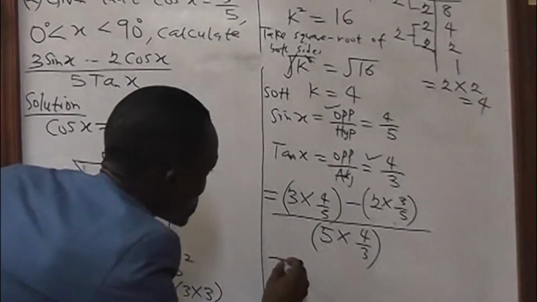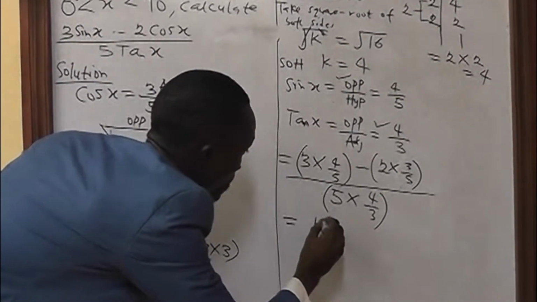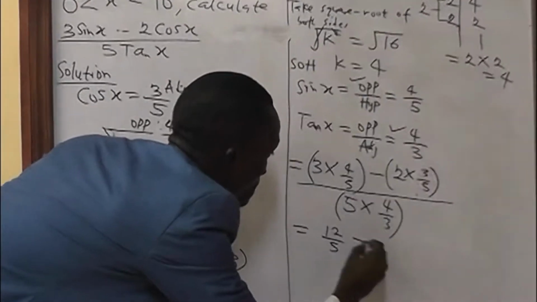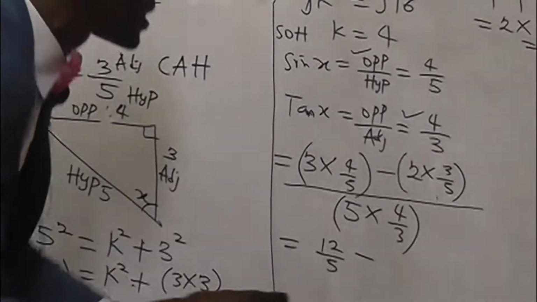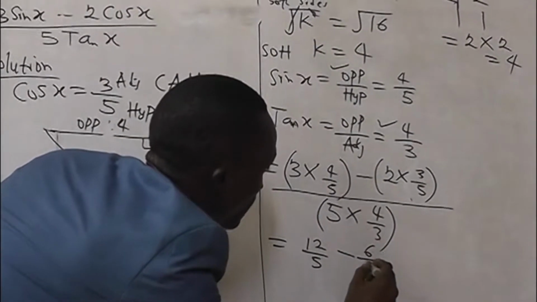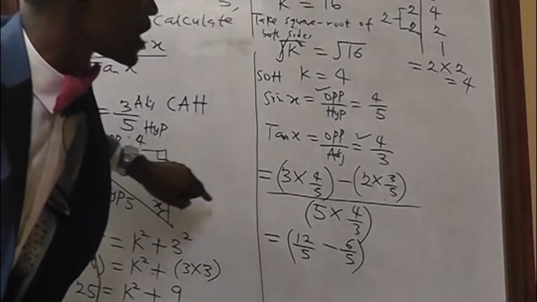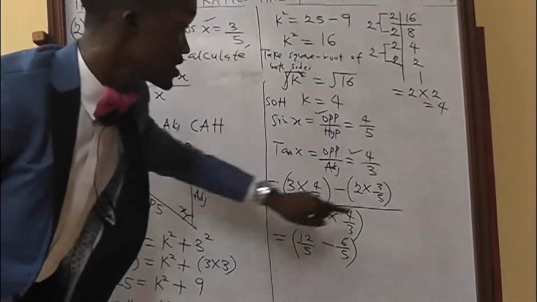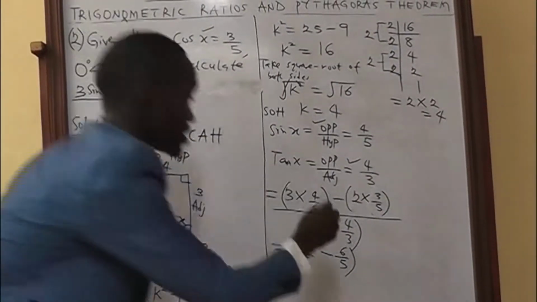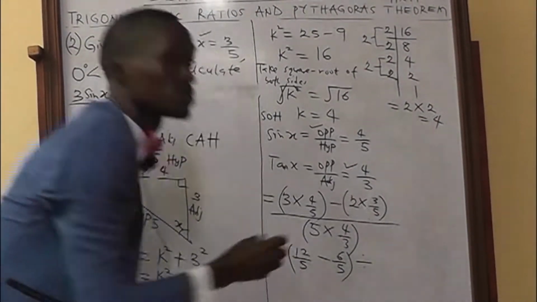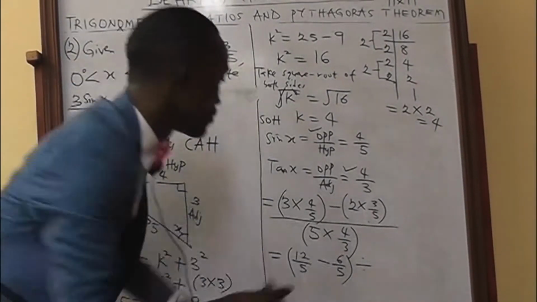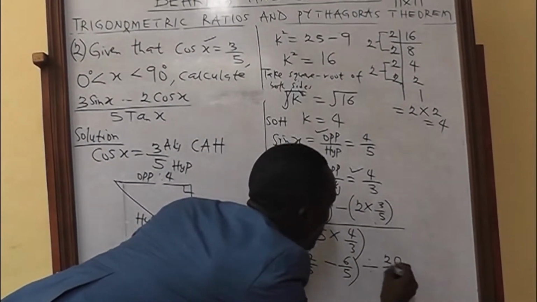So this one will give us 3 multiplied by 4, that is 12 over 5, minus 2 multiplied by 3, that is 6 over 5. Since this line is representing division, instead of writing this, we can replace that one with a division sign, and this one will be 20 over 3.